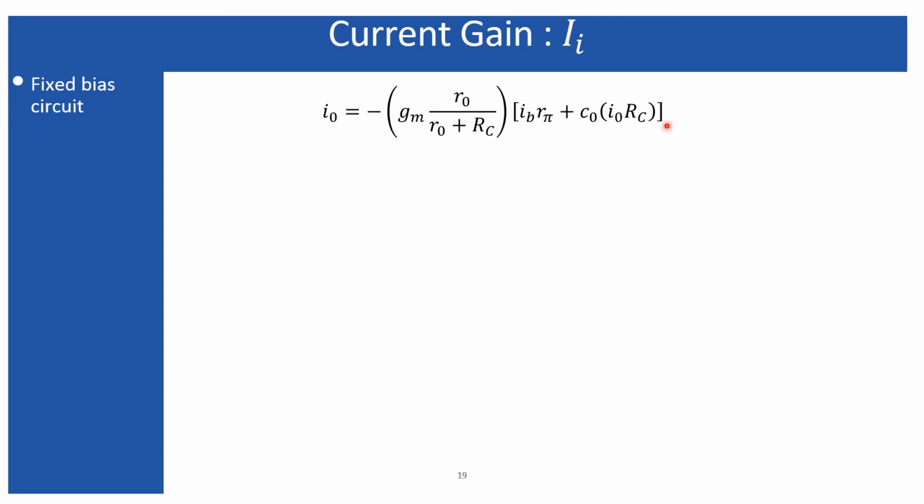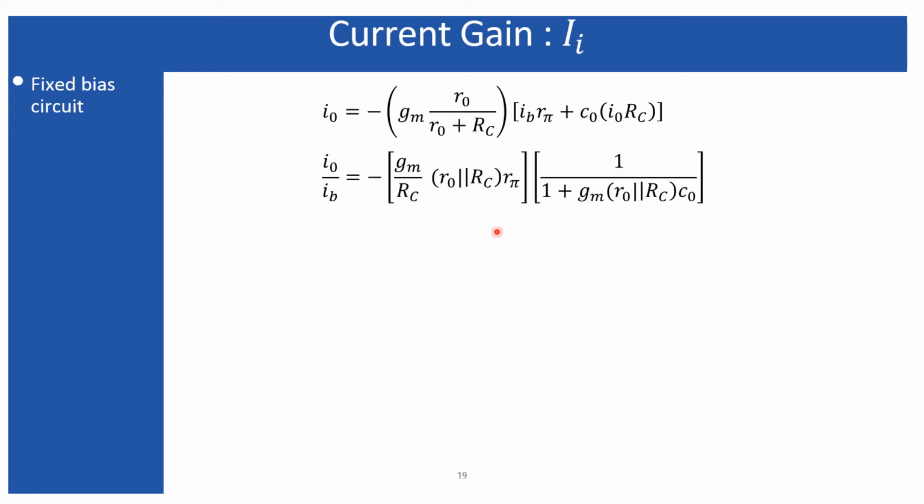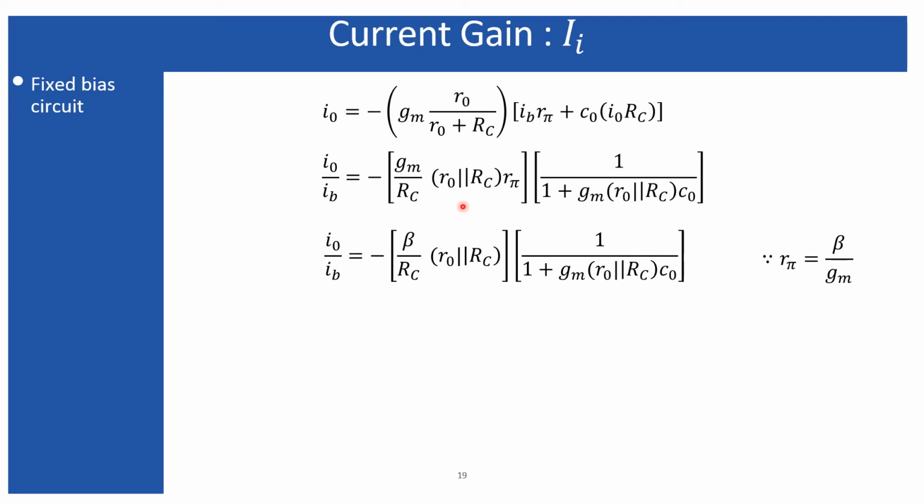And finally, you have this expression where this I naught on the left hand side and on the right hand side, both this IB and I naught exist. And from here, if I take the ratio of I naught to IB, it will be like this. And if I replace this R pi as equal to beta by gm, what I obtained in my derivation of the small signal model, this expression will result as this.